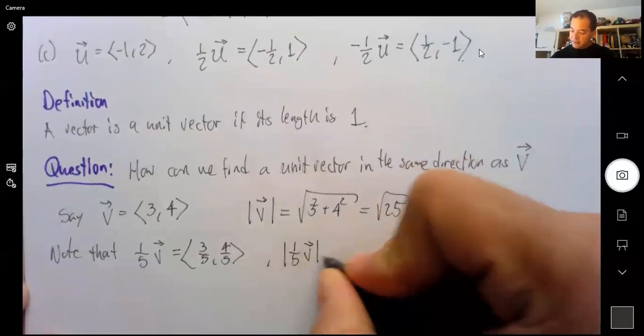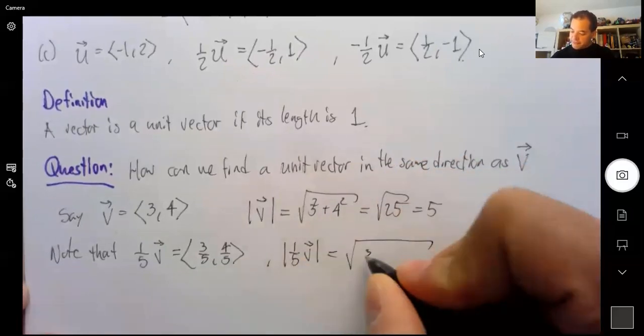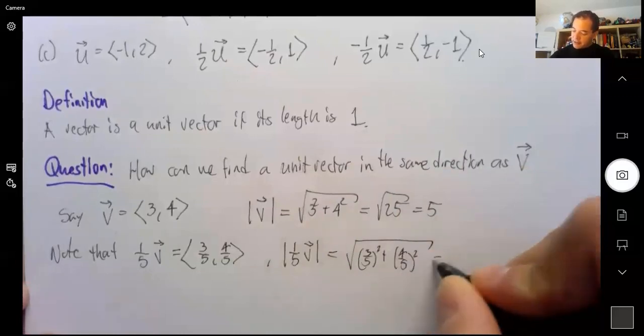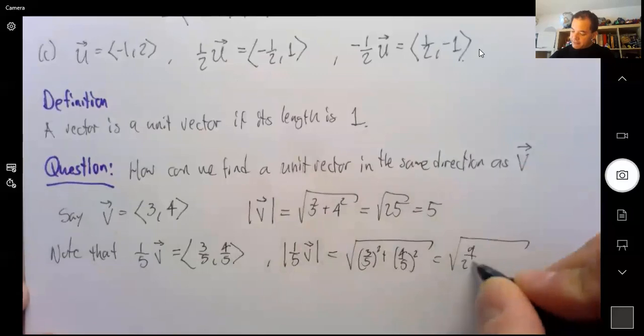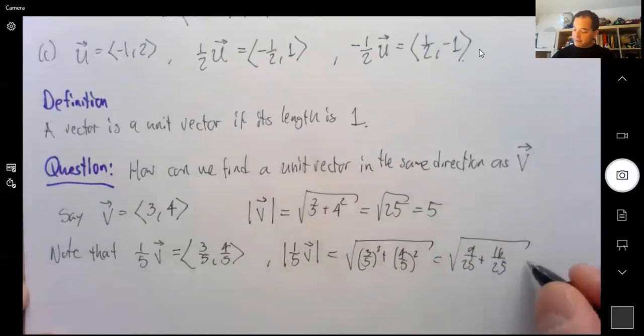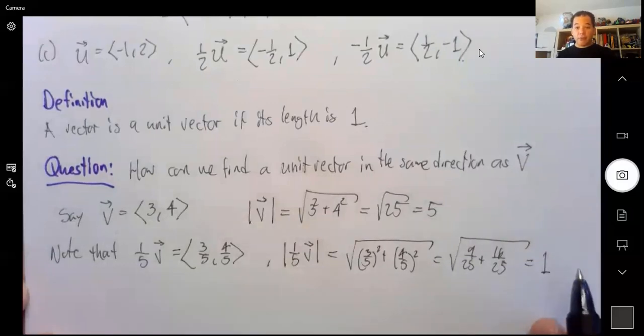The magnitude? Well, it would be 3/5 squared plus 4/5 squared. And that's going to be 9 over 25 plus 16 over 25. And 9 and 16 is 25, so this will be 1, right? 25 over 25. And the square root of 1 is 1. So this guy has length 1.